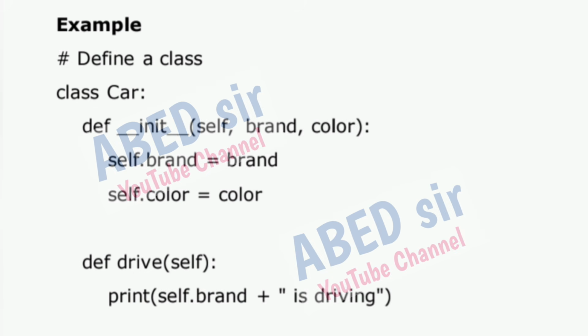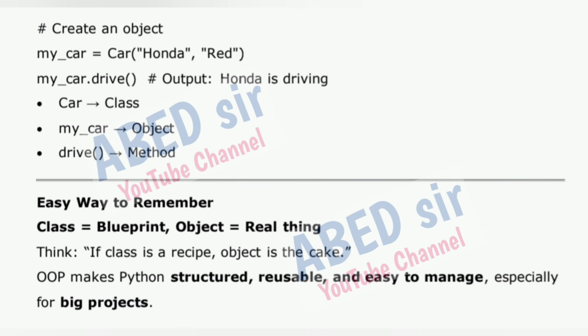Example. Define a class. class Car: def __init__(self, brand, color): self.brand = brand, self.color = color. def drive(self): print(self.brand + " is driving"). Create an object. my_car = Car("Honda", "red"). my_car.drive() gives output Honda is driving. Car is the class, my_car is the object, drive is the method.